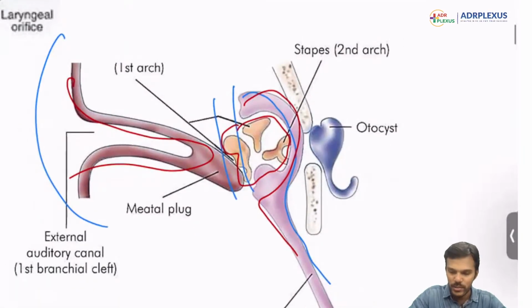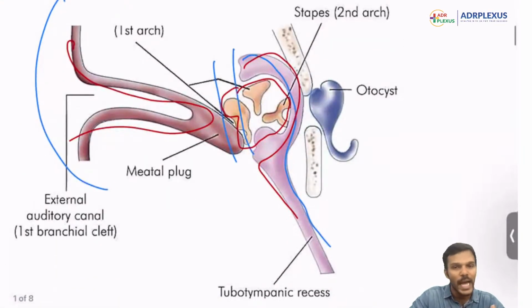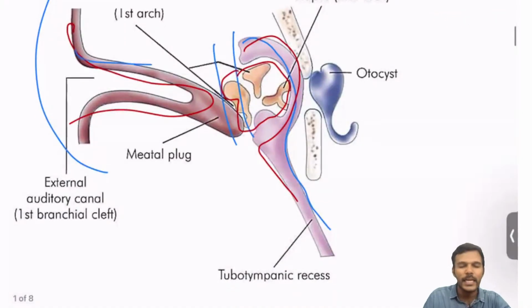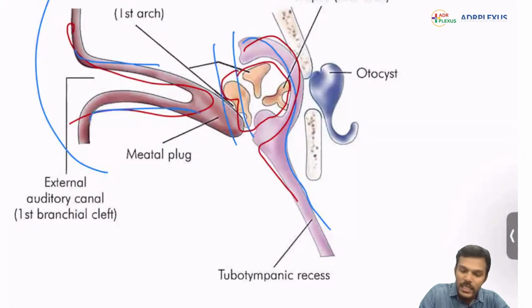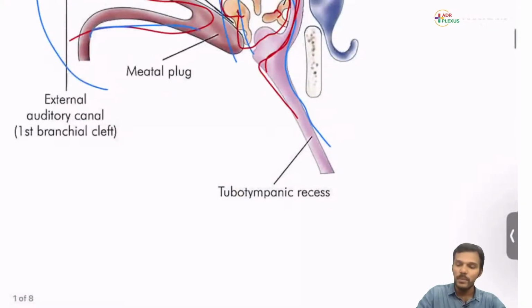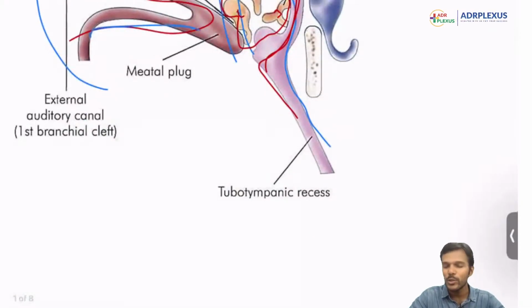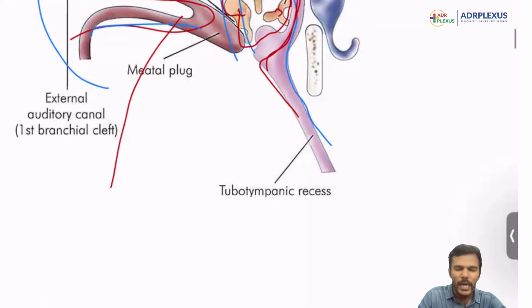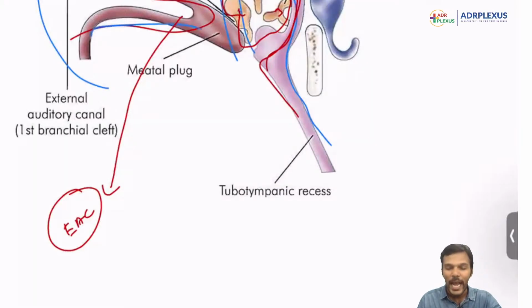So what are those structures? I'm going to compare this with our actual ear that we are studying. Doesn't it look like an external auditory canal? These three structures, doesn't it look like ossicles? Doesn't it look like a cavity which is covering the ossicles? To be precise, my dear students, I want you to understand this one means outside. EAC, external auditory canal, comes from outside, the ectodermal cleft.